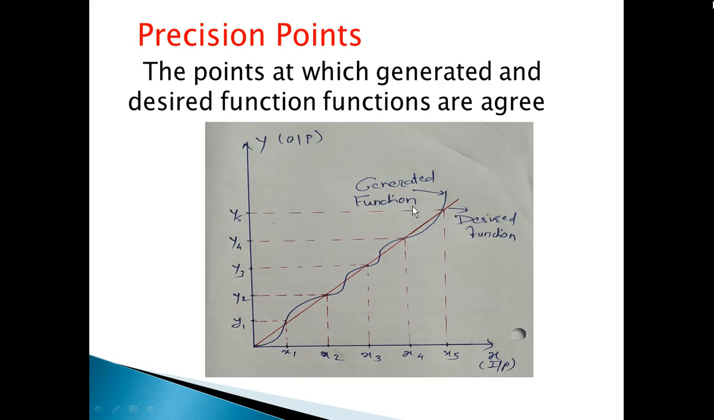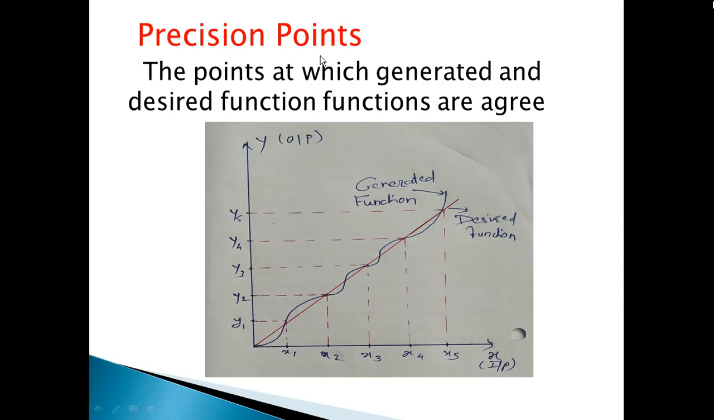But you can see that the desired function and generated function overlap at some of the points. Okay, and these points are called precision points, or accuracy points. The points where the generated function and the desired function have the same values, what you actually want to achieve has been achieved by the generated function. These points are called precision points.